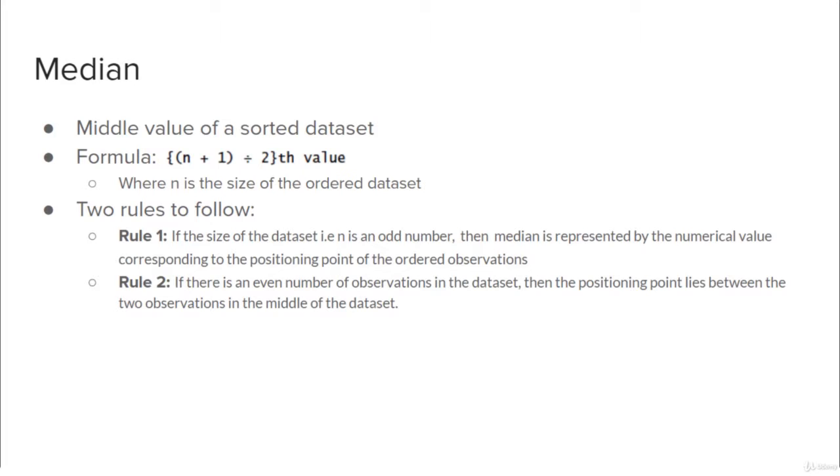For now, just remember that if n is an odd number, it's quite easy. We just put that n in the formula and the value it gives us is the location of the median value in the dataset. And if n is an even number, it points us to two values and we have to select the middle one out of the two values. So median performs well in the presence of outliers. This is something we can use to combat outliers.